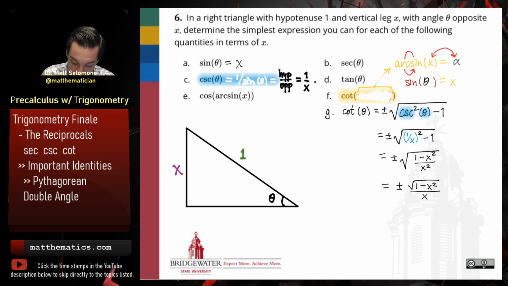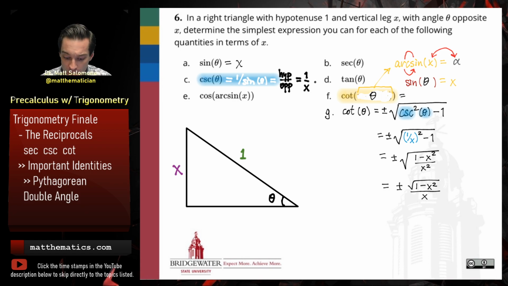Okay, so arc sine of theta is nothing more than just x. And so, sorry, arc sine of x is nothing more than theta. And so this question is just asking me for what is the cotangent of theta. And we already found that. It's the square root of 1 minus x squared divided by x, with potentially a plus or minus sign sitting out in the front.